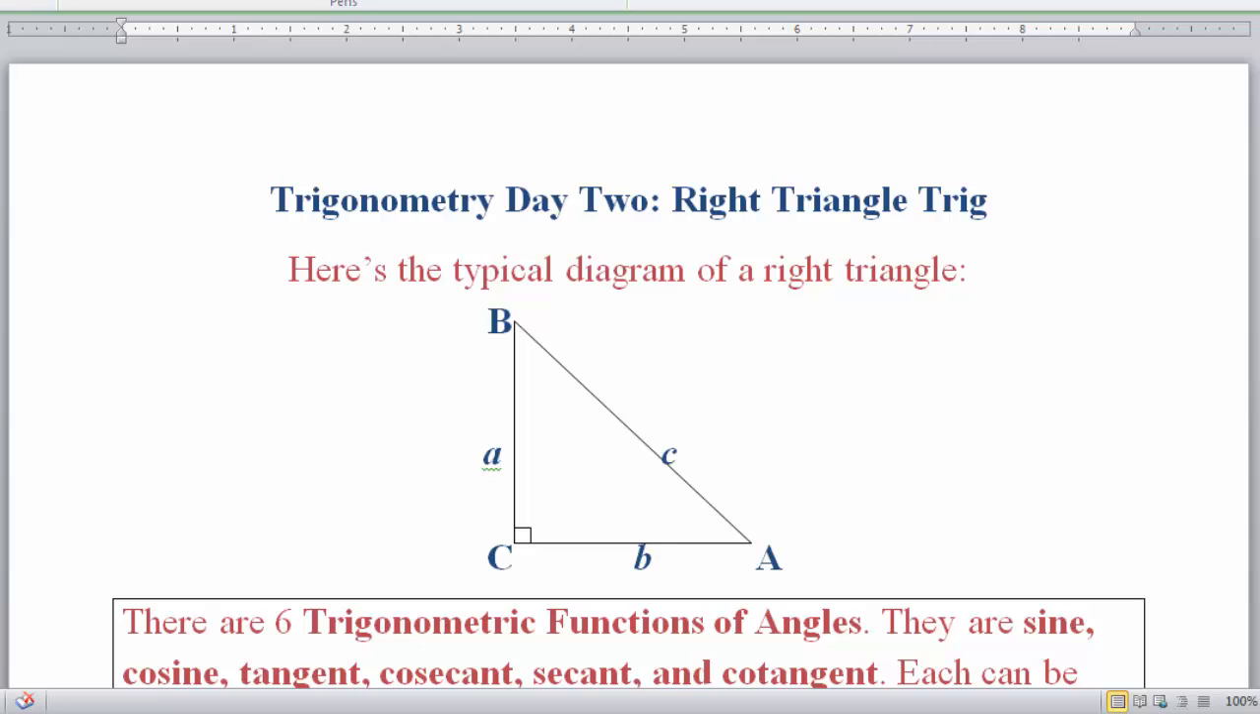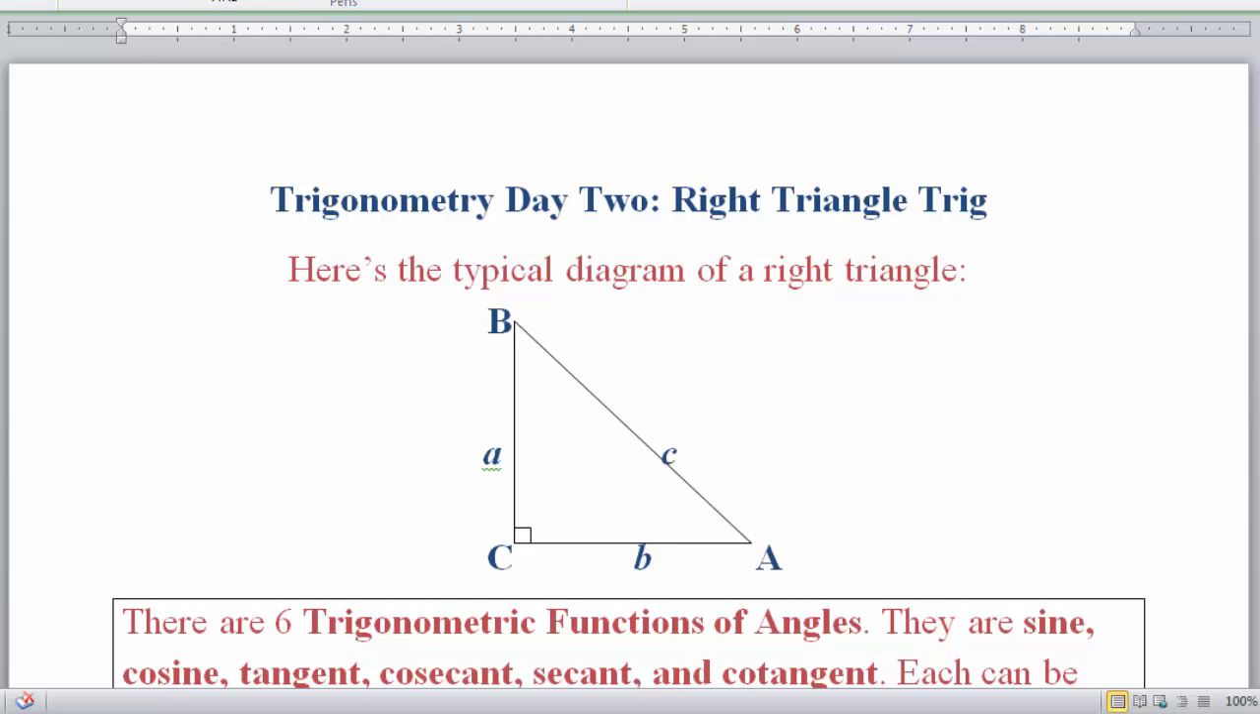Trigonometry Part 2, or Day 2, whatever you want to call it, deals with right triangle trigonometry. Now, in one of the Part 1 videos, we actually gave you this diagram of the right triangle, which is the typical diagram of a right triangle. If you're going to call the right triangle ABC, you're always going to call the right angle C, and the two acute angles are going to be called A and B.